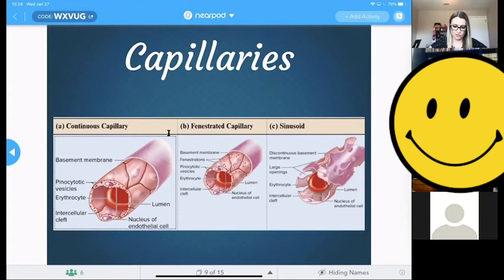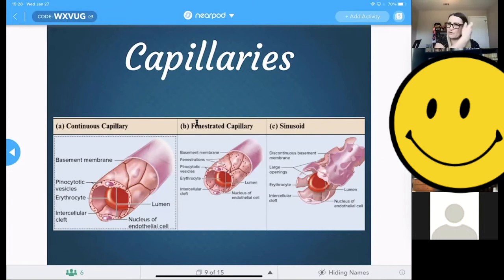The next type are your fenestrated capillaries, and fenestrated capillaries are just like continuous, except they're going to contain fenestrations or pores in the endothelial cells. So you can see that the fenestrated capillary looks like it's kind of dotted, okay? Those dots are fenestrations. They're these almost openings in the cell membrane. And these openings are going to allow larger things to exit that capillary, okay?